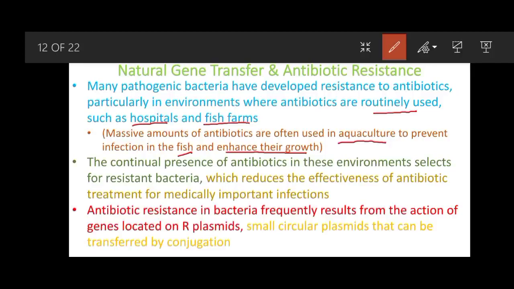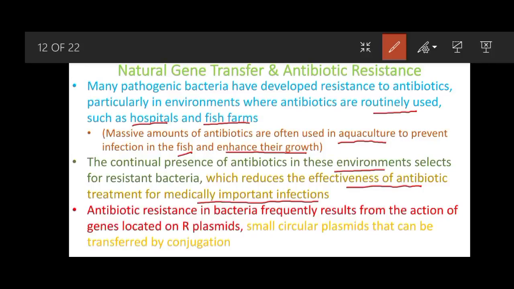So continual presence of antibiotics in these environments selects the bacteria that are resistant, and this reduces the effectiveness. Excessive use of antibiotics reduces the effectiveness of antibiotic treatment for medically important infections. Hospitals are also environments where antibiotics are mostly used, so they are the places where antibiotic resistance emerges.